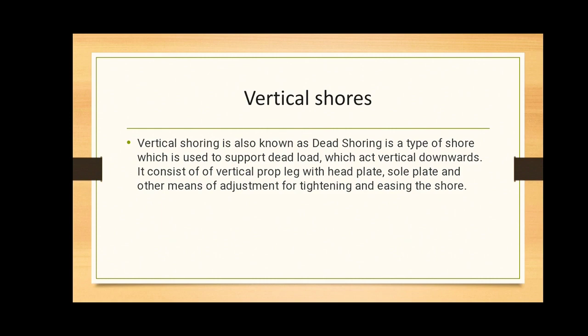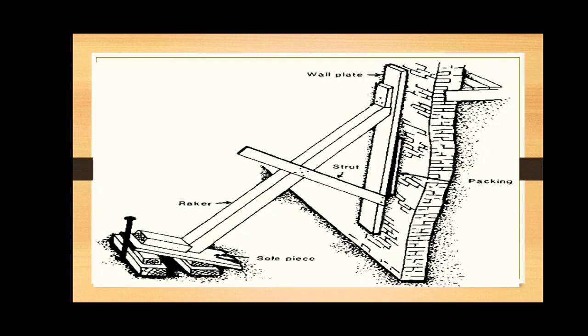Before removing the desired portion from the wall, the walls are supported with props so that no damage is created. Similarly, the windows or other openings are duly strutted or shored. This was about the vertical shores. In this picture, it is very clear. You can see in this picture how this dead shore or vertical shore works.